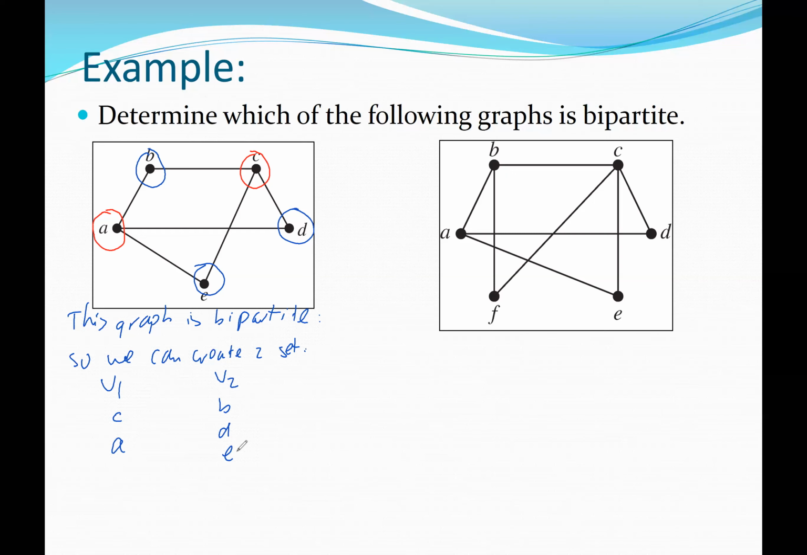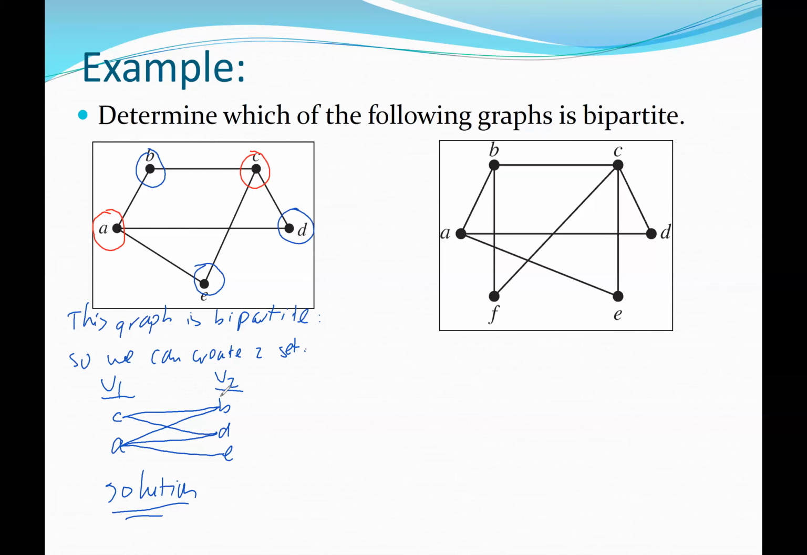So A connects to B, and A also connects to D. And then A also connects to E. There we go. And C connects to B, and C also connects to D. There you go, right? So that's how we show something is bipartite, and that's how you present it. So that would be your solution. Make sure when you do your exams, this is how you show that a graph is bipartite, okay?